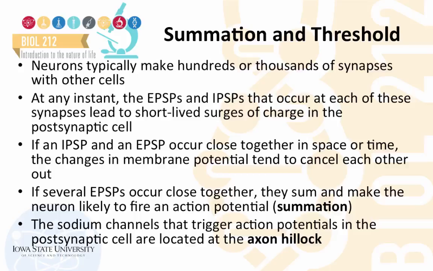Since neurons typically make hundreds or thousands of synaptic connections with other cells, lots and lots of EPSPs and IPSPs are coming into one particular neuron that is connected to all of these other neurons around it. And if these were to occur close together in space or time, the changes in membrane potential that result from EPSPs and IPSPs tend to cancel each other out.